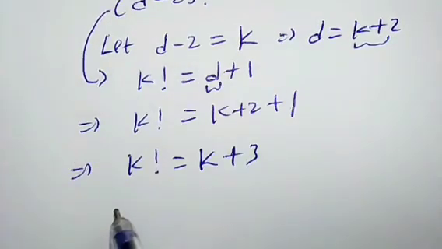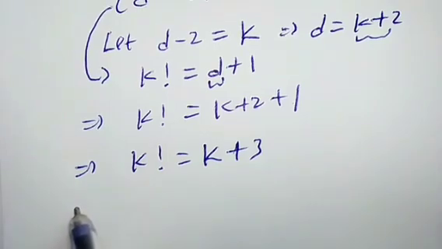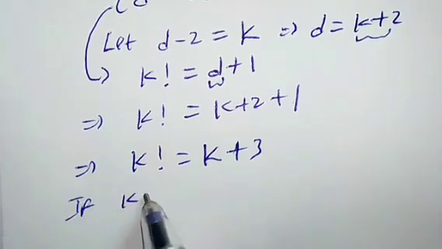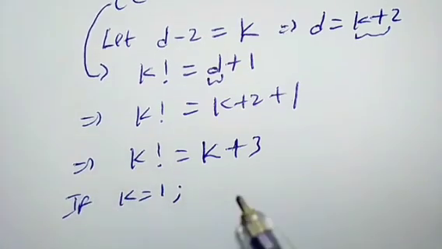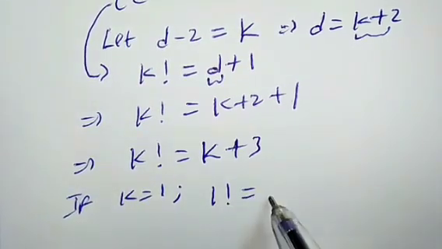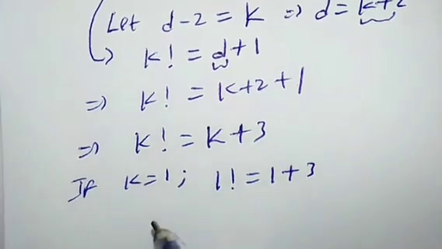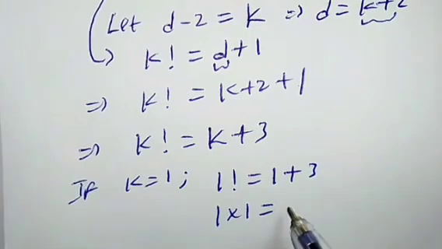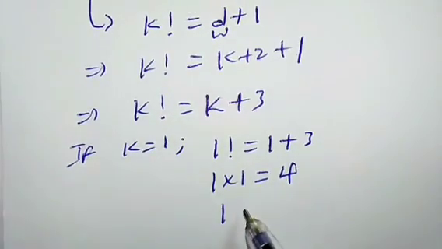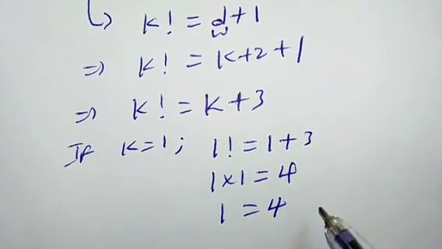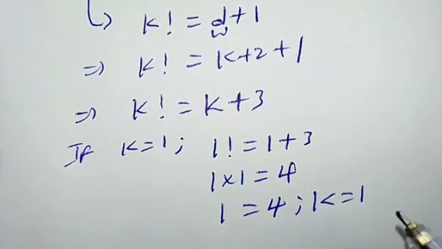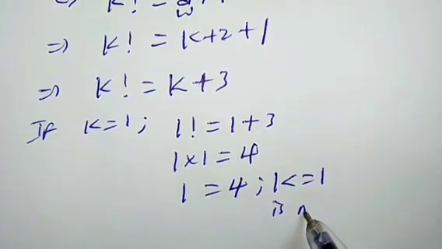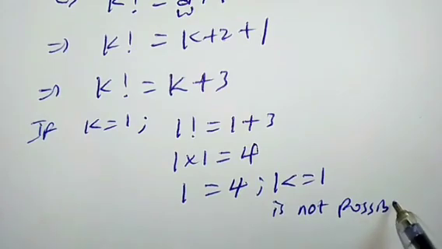The next step now is to think of a number for k in which both sides will be equal. First, let us test for when k equals 1. If k is equal to 1, this whole thing becomes 1 factorial equal to 1 plus 3. 1 factorial, that is 1, equal to 1 plus 3, that is 4. So 1 equals 4. That means k equals 1 is not possible. So we are going to ignore when k equals 1.